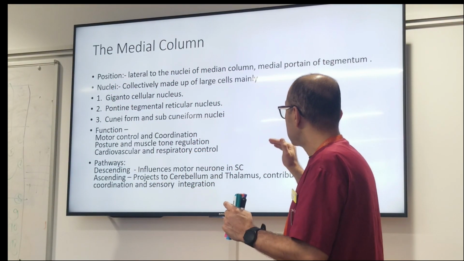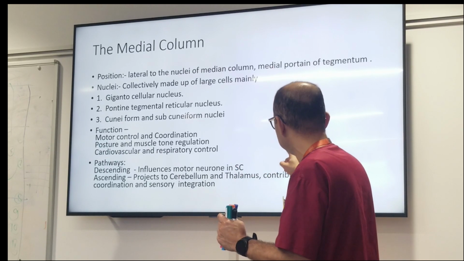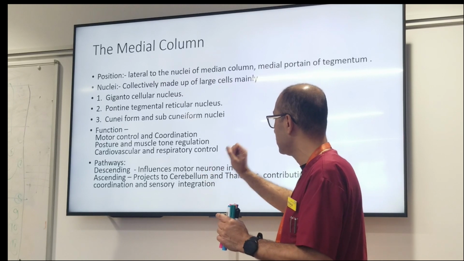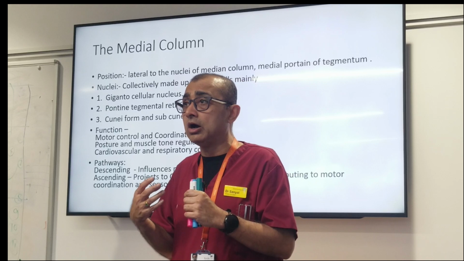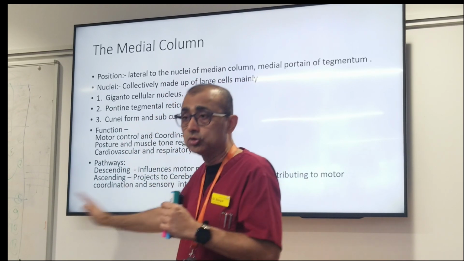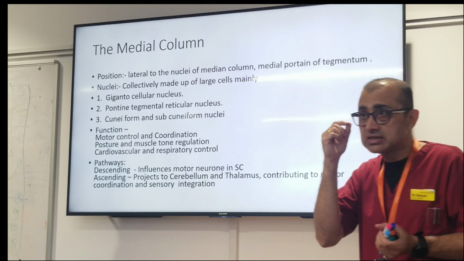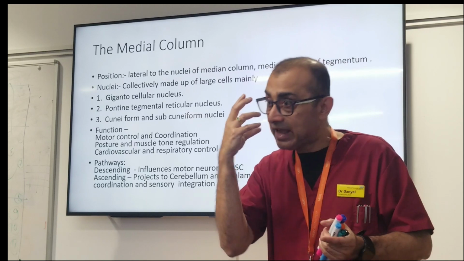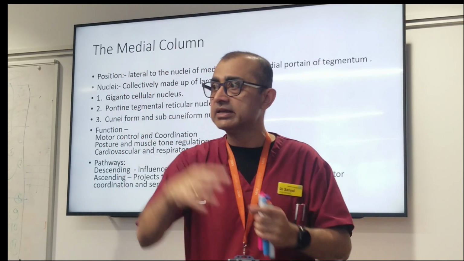Okay. So descending influence on motor neurons in the spinal cord, and it projects to the cerebellum and thalamus, contributing to motor coordination and sensory integration. So, for example, all the motor part of the autonomic nervous system goes through this part. If you are doing, for example, a corneal reflex, the action part is from the medial part. Okay, so they will integrate and send from there.